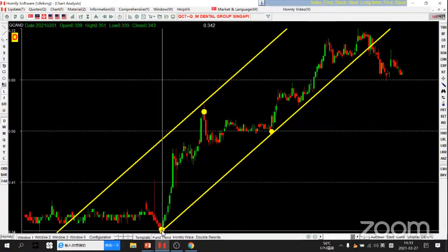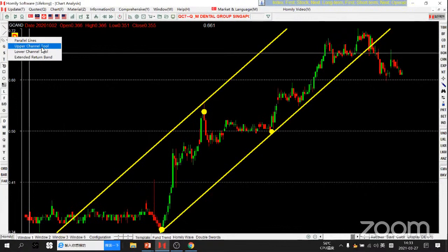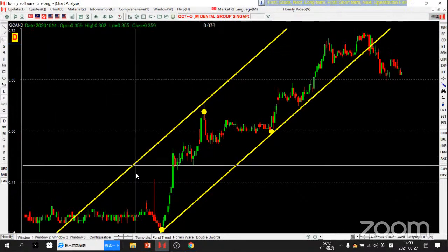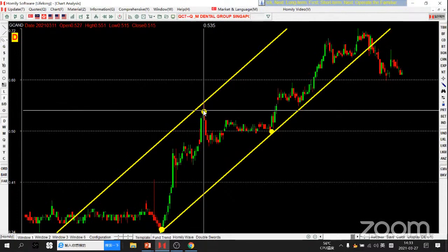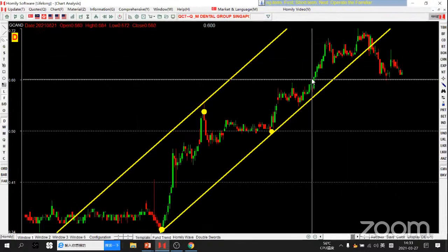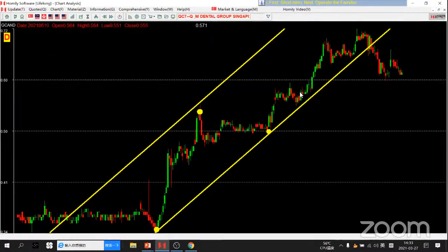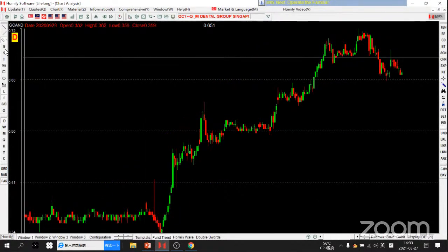After I select the upper channel tool, I need to select it first. Then I highlight the first point, the second point, and the third point. So the software will draw the upper channel line for you. Okay, so that is how you can draw the upper channel with the upper channel tool.